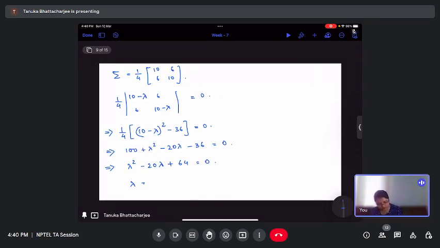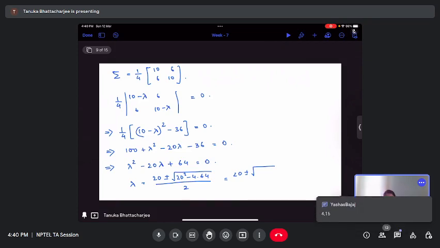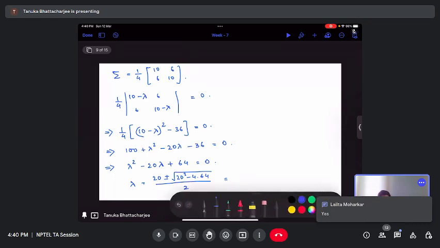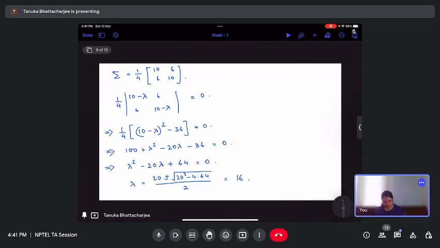Okay, let's check. If you just put it through the formula, minus b plus minus root over b square minus 4ac by 2, that will become, let me check, 16 and 4. These are the two eigenvalues.